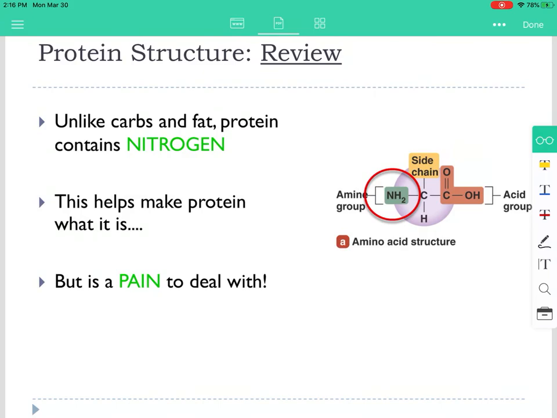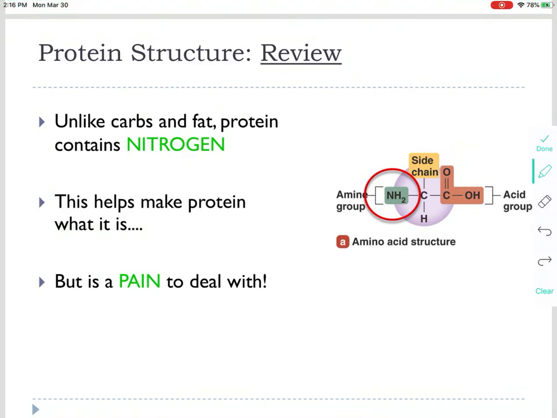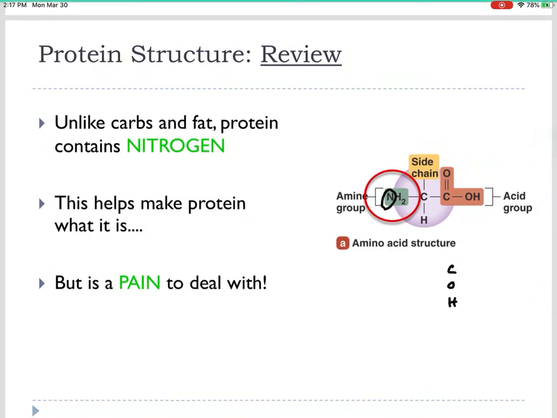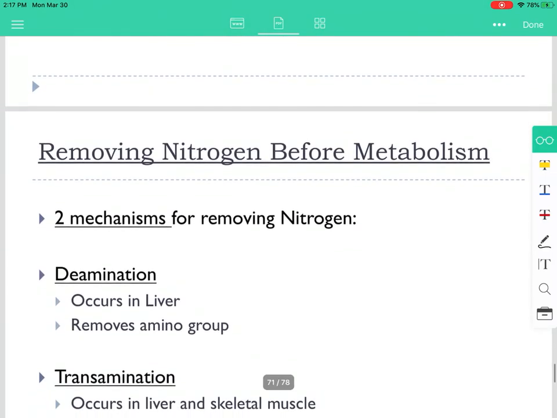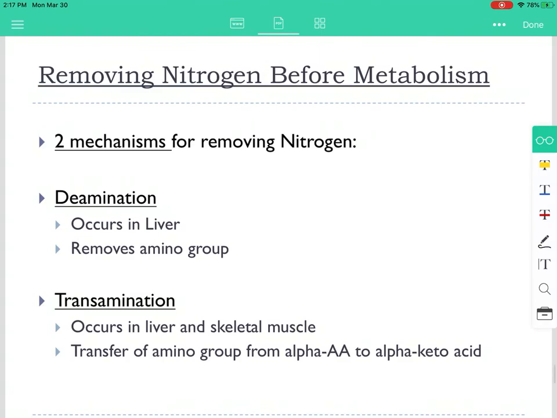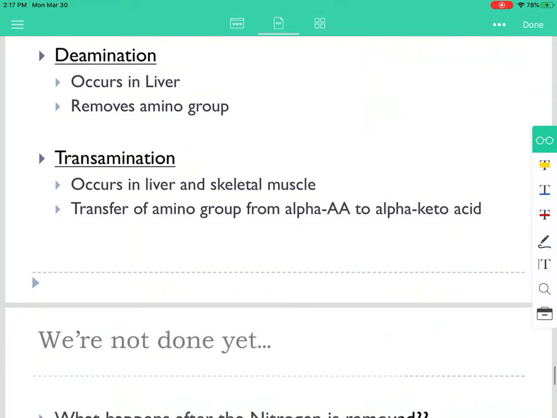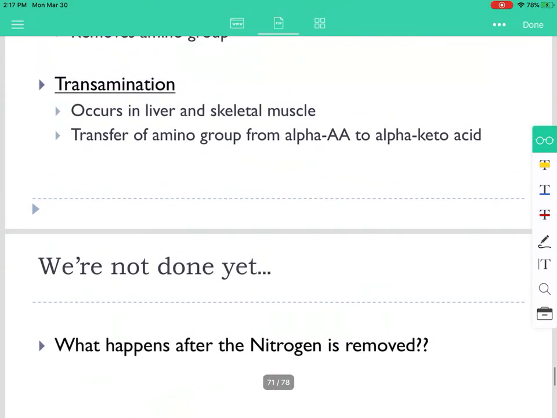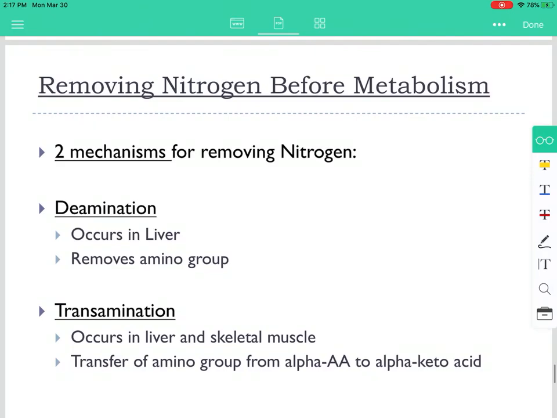So this is saying what I just said, right? Carbs and fats do not contain nitrogen, but proteins do. Here's a nice little picture of an amino acid. And in that amino acid, we see carbon, we see oxygen, we see hydrogen, great. But we also see that nitrogen. And that's what makes protein so difficult for the body to deal with. How we get rid of nitrogen is very important. We have two mechanisms for removing nitrogen, because before we metabolize protein for energy, even though we do it in small amounts, we need to get rid of that nitrogen.